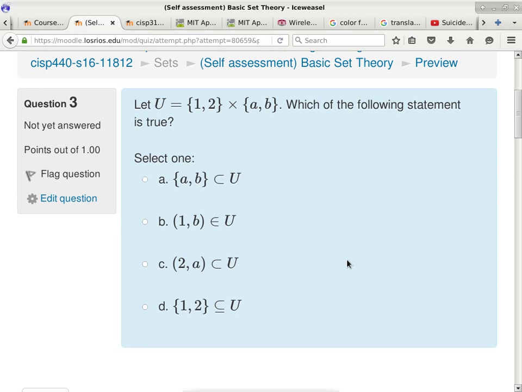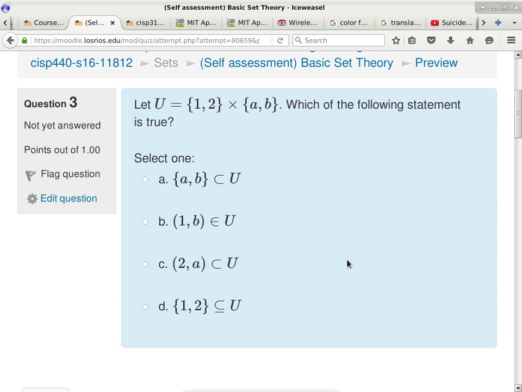Once again, we have Cartesian products, but this time I am combining the concept of Cartesian product of 2 sets with the concept of a subset of, as opposed to an element of. So this time U is a set, but U itself is the Cartesian product of the set {1, 2} with the set {A, B}. So the question is, which of the following statements is true? Okay, so what do you think?